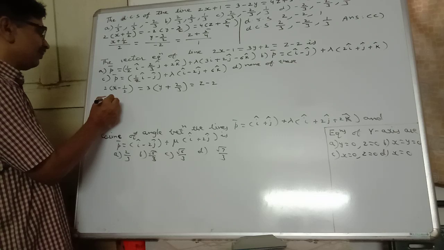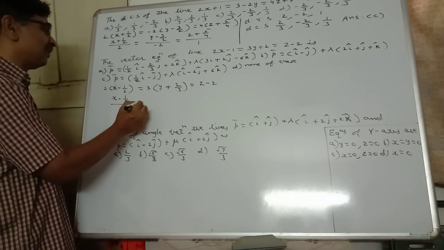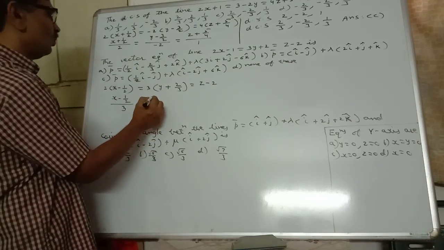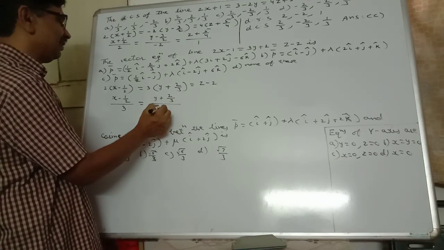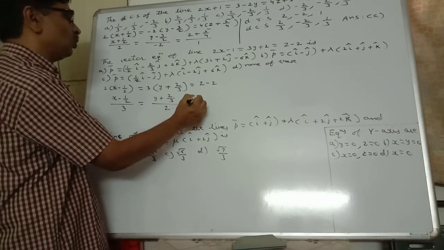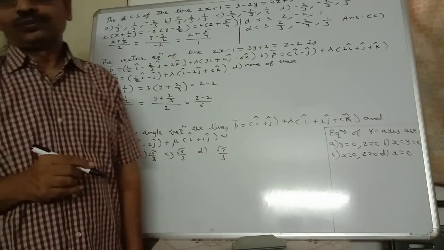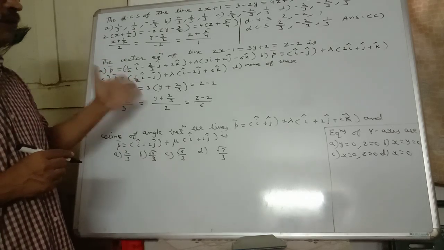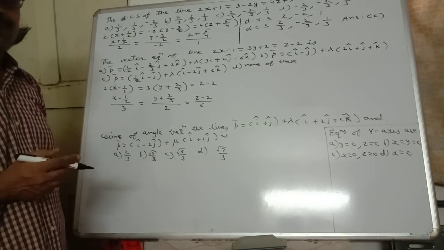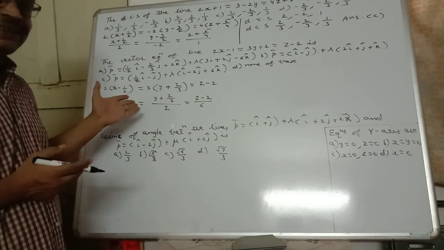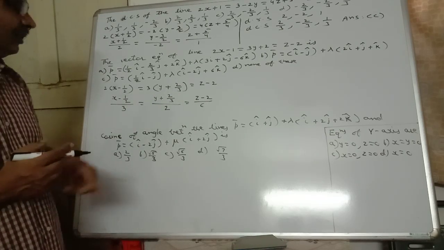2 gets cancelled: (x minus 1)/2. What remains in the denominator? 3, equal to (y plus 2)/3. 3 gets cancelled: 2, equal to (z minus 2)/6. Now the equation in Cartesian form we have converted into the required form, so that we get coordinates of one point on the line and direction ratios of the line.